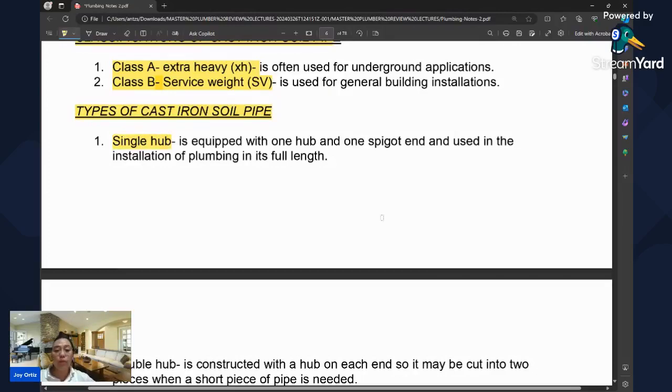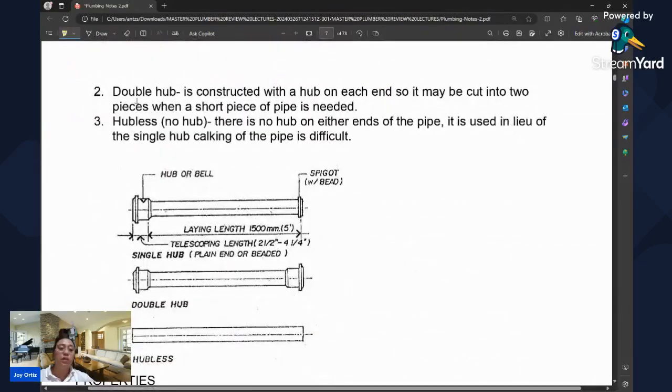We have the single hub, which is equipped with one hub and one spigot, and used in the installation of plumbing in its full length. Meron din po tayong double hub. It's constructed with a hub on each end. So pareha sila may hub in each end and may be cut into two pieces when a short piece of pipe is needed. And we have also the hubless, no hub, and there's no hub on either end of the pipe. Unlike the single hub, caulking of the pipe is difficult.